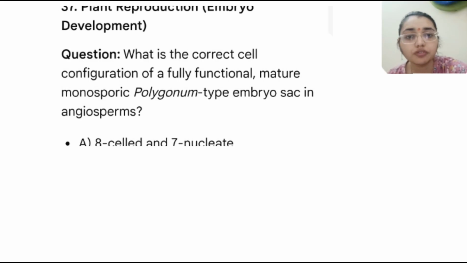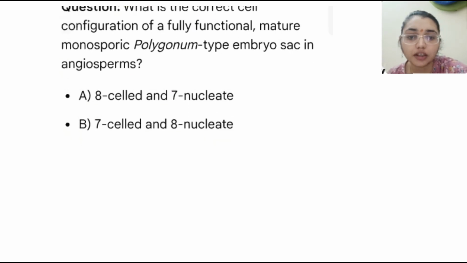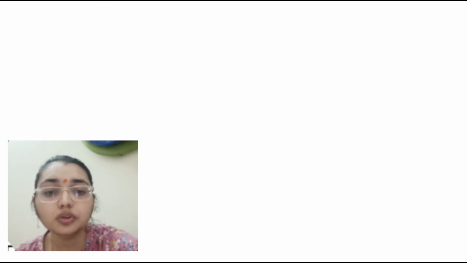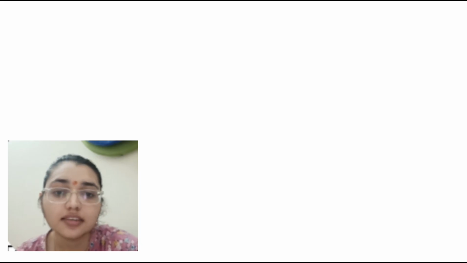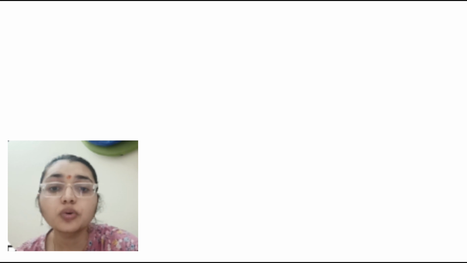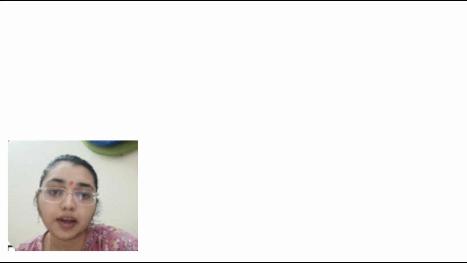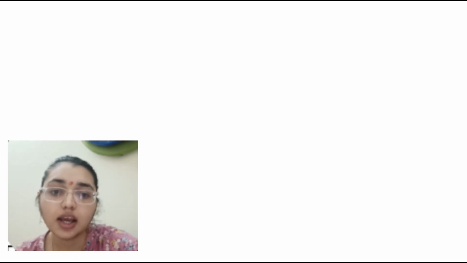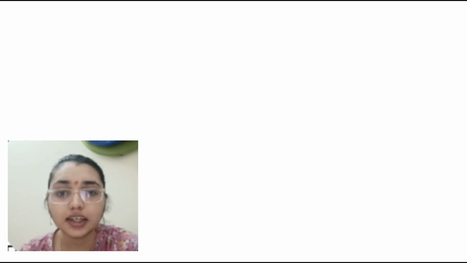What is the correct cell configuration of a fully functional mature monosporic polygonum type of embryo sac in angiosperms? That is 7 cells and 8 nuclei. A functional megaspore undergoes 3 sequential mitotic divisions to create 8 nuclei. These sort into 3 antipodal cells at the chalazal end and a 3-cell egg apparatus, that is 1 egg and 2 synergids, at the micropylar end, and the single large central cell contains 2 polar nuclei, which results in a 7-cell and 8-nuclei structure.